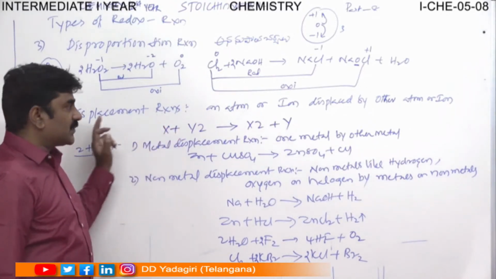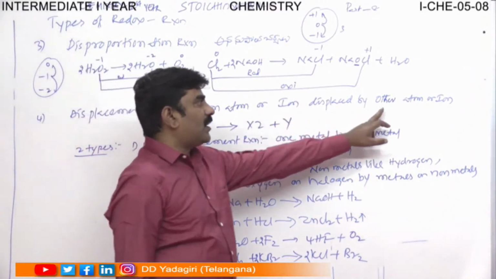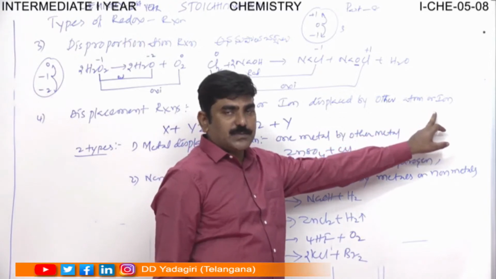What is the definition of displacement reactions? An atom or ion displaced by another atom or ion is called a displacement reaction.